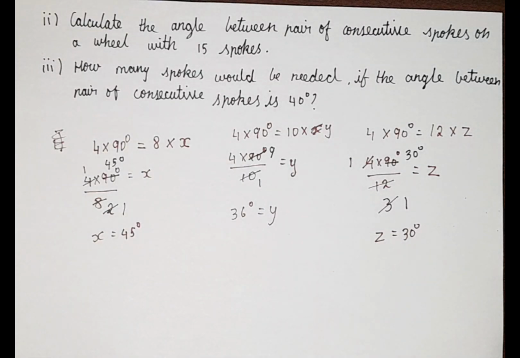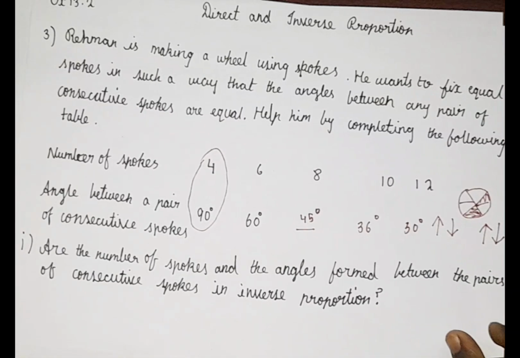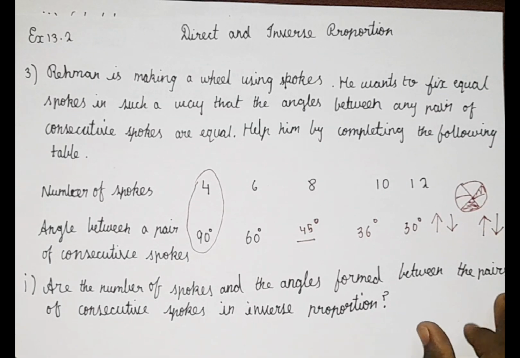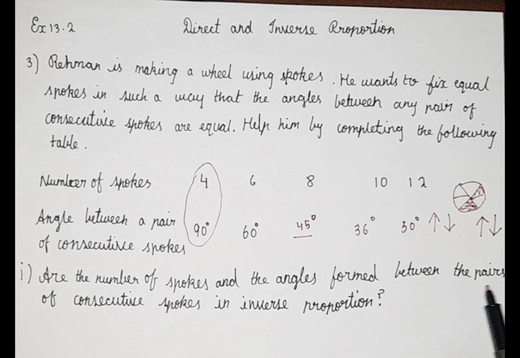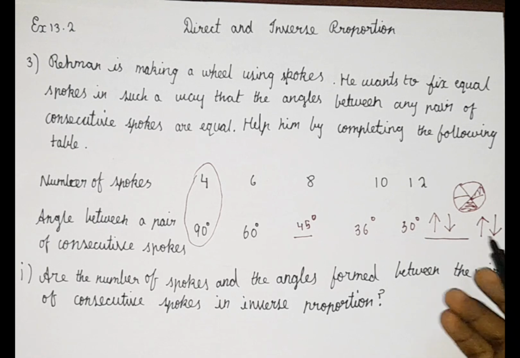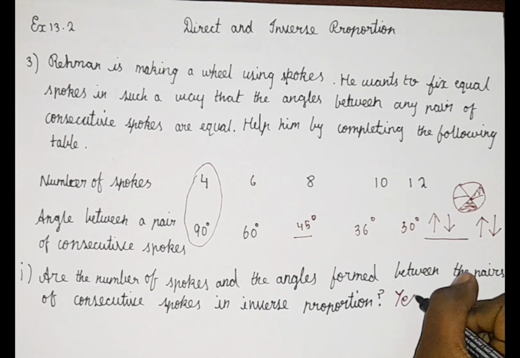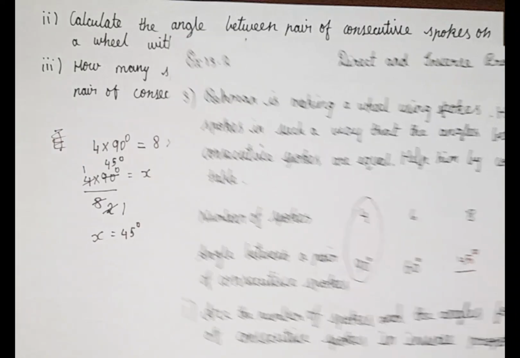So now what do you guys think? After this what should we do? We have a few sub questions, right? So we shall answer that. The first subdivision is: are the number of spokes and the angle formed between the pair of consecutive spokes in inverse proportion? We have to write whether it is in inverse proportion or not. In the beginning itself I told, right, it is in inverse proportion. So it is true. Yes, it is inverse proportion.